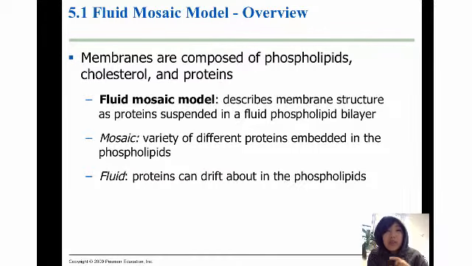For the fluid mosaic model, what this means is that the membrane is made of a phospholipid bilayer. So those phospholipids, there's two layers of them that are right next to each other. But not only that, there's proteins that are embedded inside the membrane. And because there's so many different types of proteins floating around, it's called mosaic. That's the mosaic part of the name fluid mosaic model. But it's also fluid because these proteins can move around. They're not stuck in one place. They're shifting around, and the membrane itself is almost liquidy. It can float and it changes its shape and it's very malleable. So that's why it's called the fluid mosaic model.